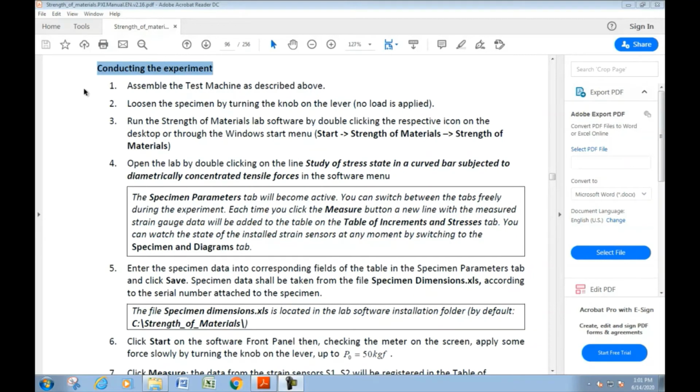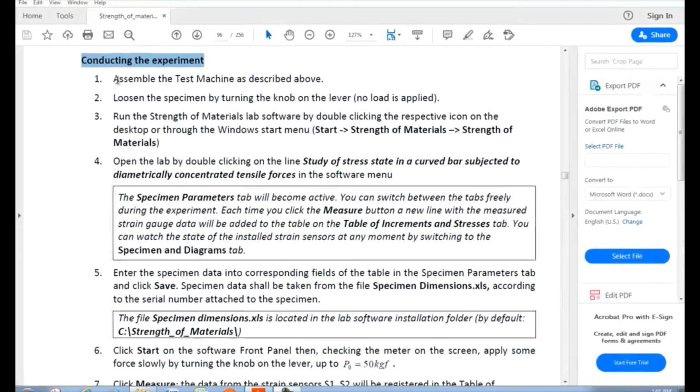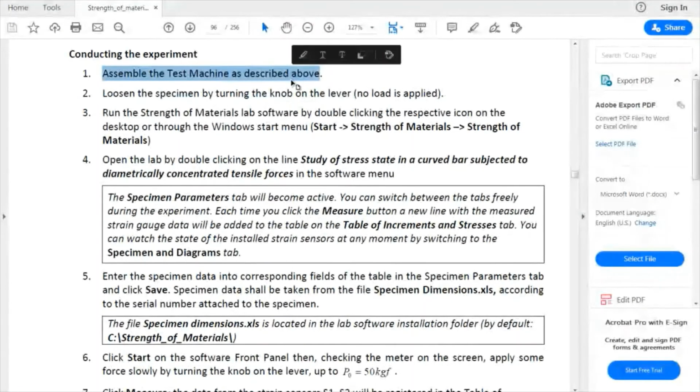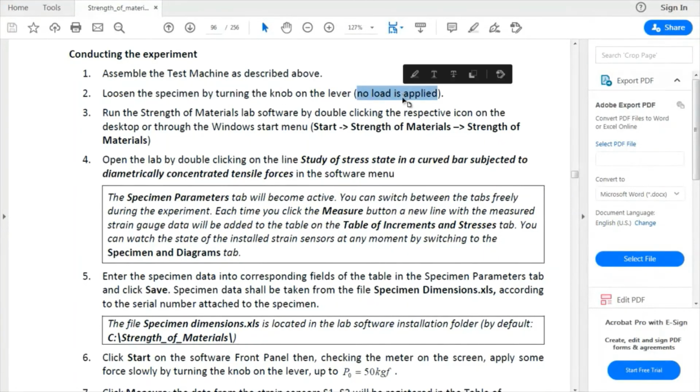So for conducting the experiment, now you can realize that we are following almost the same steps as experiment number 1 and 2. Step number 1, assemble the test machine as described above. We already have our machine ready for the experiment. Number 2, make sure that we don't have initial load, so loosen the specimen by turning the knob on the lever. No load is applied, so it's not under tension.